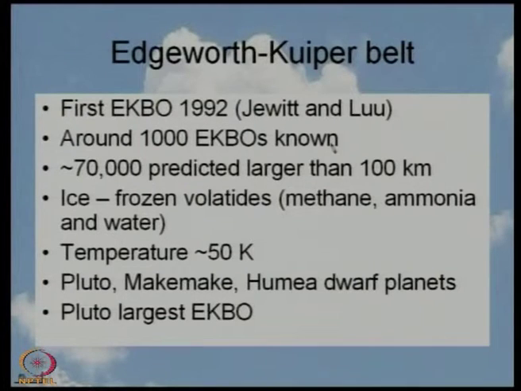And now at present there are around 1,000 objects known which are members of the Edgeworth-Kuiper belt, and it is believed that there are around 70,000 objects larger than 100 kilometers which are there in the Kuiper belt.